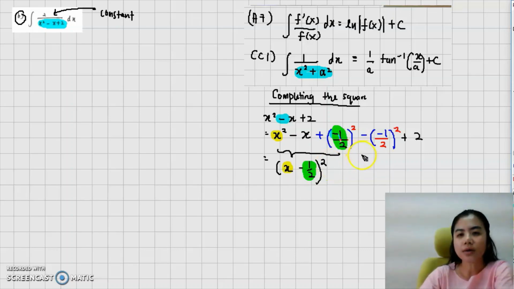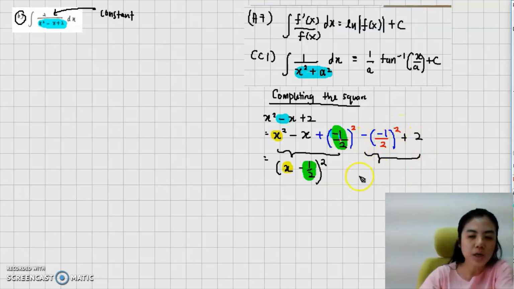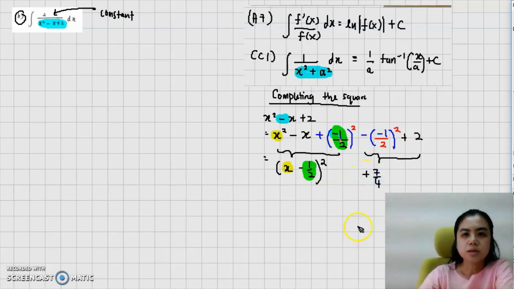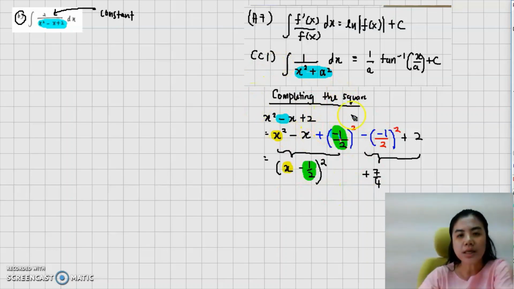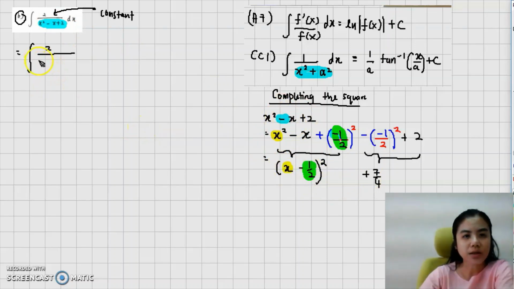Whatever is at the back, you can simplify by using your calculator. Minus of this plus 2 will give you 7 over 4. So that is what we get from using the technique of completing the square. Now substitute whatever you did just now, the completing the square. Take the last line and just put it here.